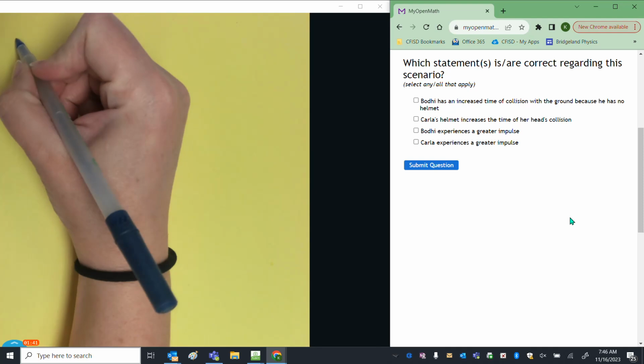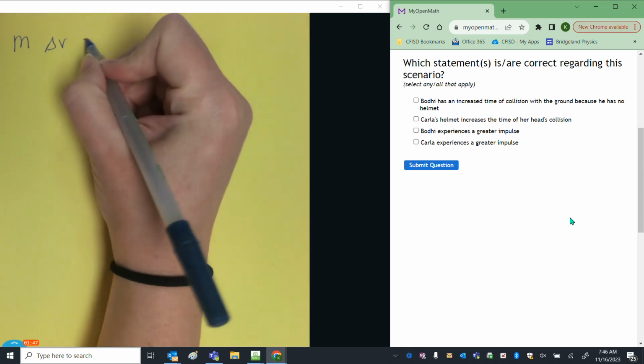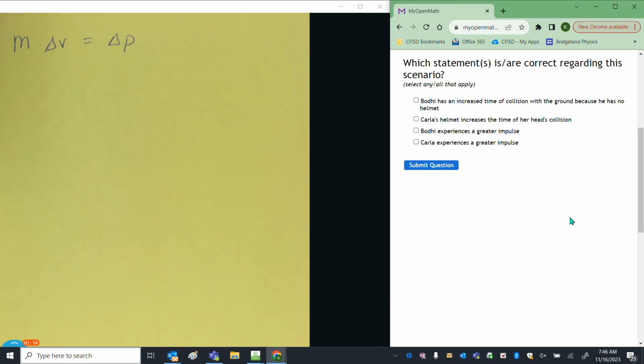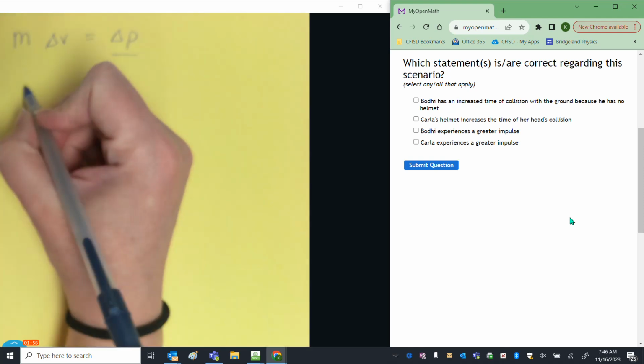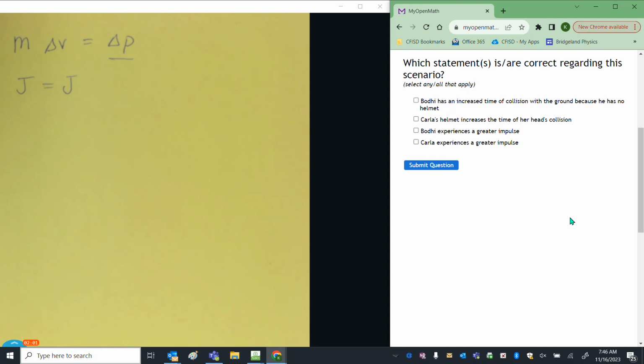Because they both have the same mass, and when they're falling from the same height, they're both going to have the same change in velocity upon hitting the ground. They're both going to be moving the same speed when their head hits the ground, and they both have the same mass. Because they have the same mass and the same change in velocity, they're going to have the same change in momentum, because change in momentum is mass times change in velocity. And if this is the same, that also means that the impulses are equal, because impulse is change in momentum. So that means they have equal impulses as well.